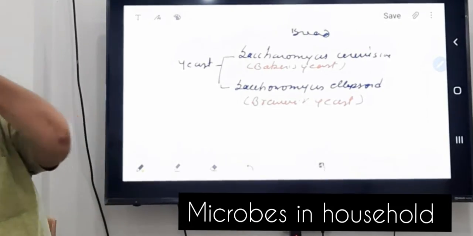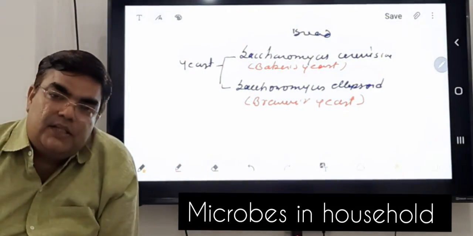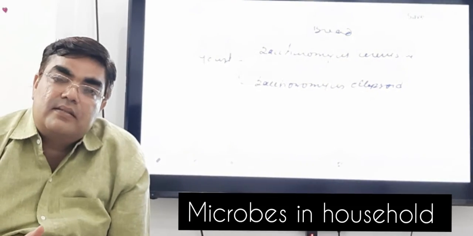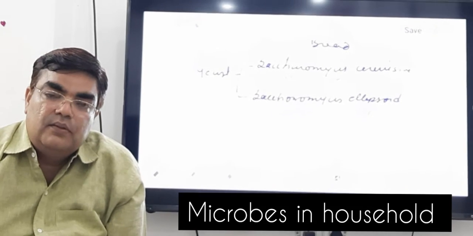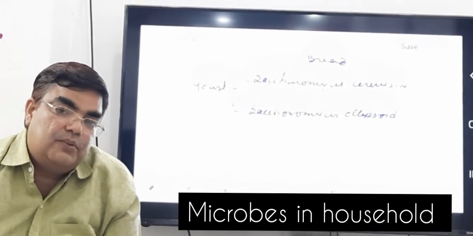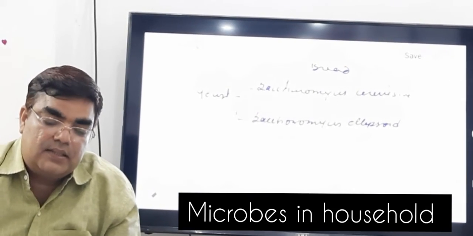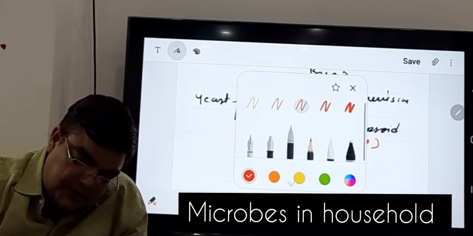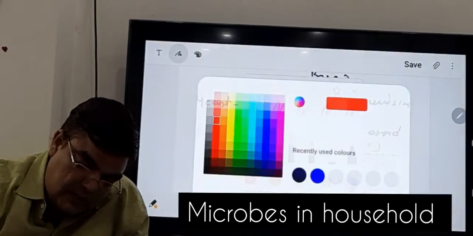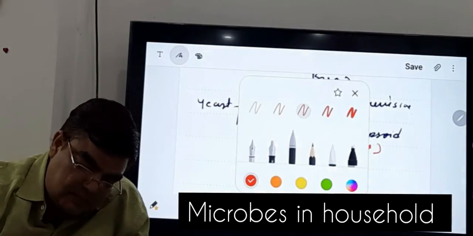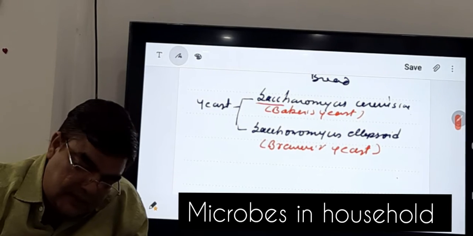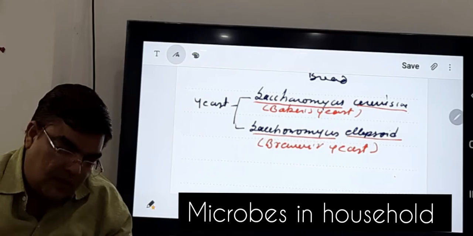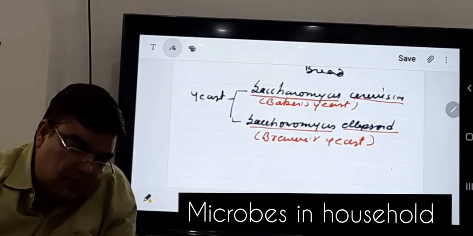So when you are attempting the NEET examination, if there is an option of Saccharomyces ellipsoideus for brewer's yeast, then you have to choose the same. Otherwise Saccharomyces cerevisiae is okay for you. Now you have to underline the same. So this is about the dough.